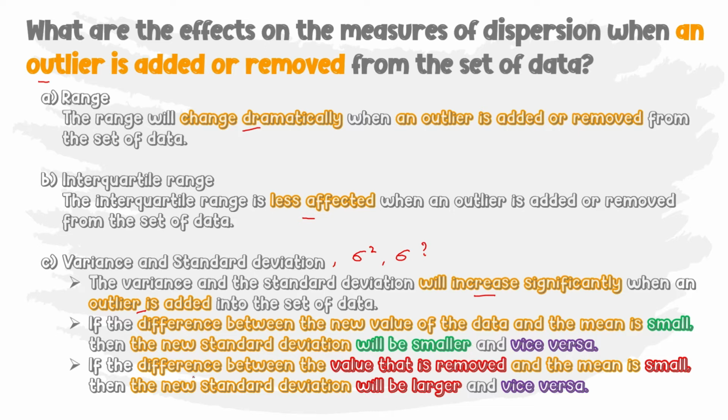Then, if the difference between the value that is removed and the mean is small, the new standard deviation will be larger. This one is added, this one is removed. So this is a different case for when an outlier is added or being removed.